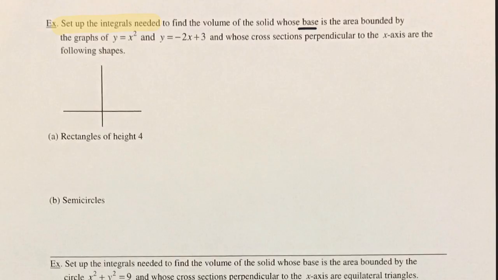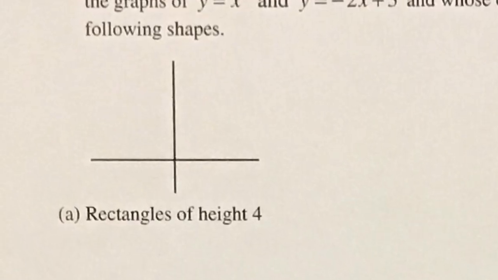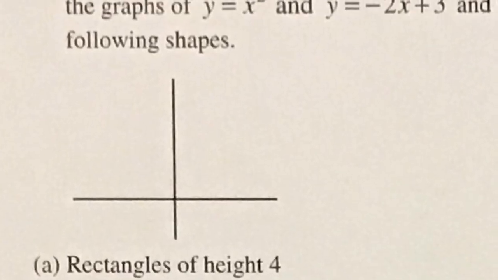Whose base is the area bounded by the graph of y equals x squared and y equals negative 2x plus 3. Okay, so our base is this shape that's bound by our two graphs. So we have y equals x squared. Hopefully you know exactly how to graph y equals x squared.